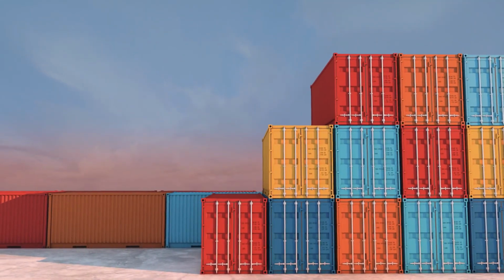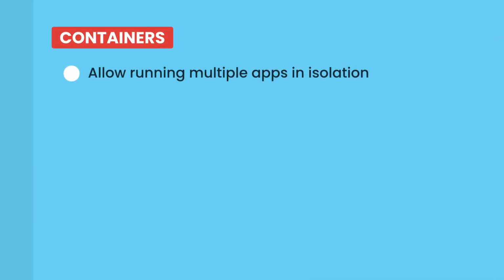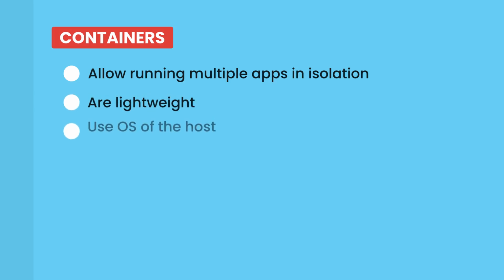Now let's talk about containers. Containers give us the same kind of isolation, so we can run multiple applications in isolation, but they're more lightweight. They don't need a full operating system. In fact, all containers on a single machine share the operating system of the host. So that means we need to license, patch, and monitor a single operating system.